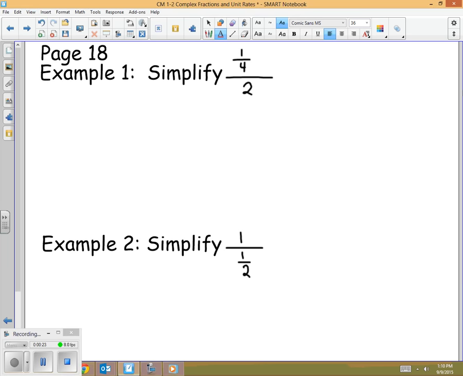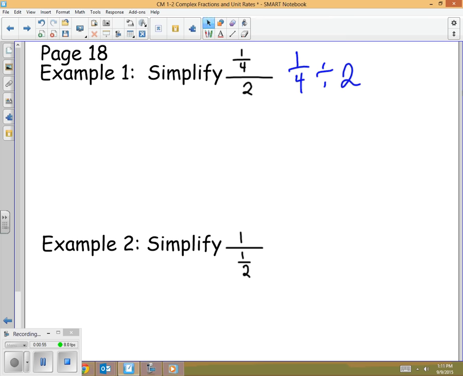Starting on page 18, example 1. Here we have the problem that says simplify 1/4 over 2. In order to understand this problem better, we need to rewrite this problem as a division problem. So I'm going to rewrite 1/4 divided by 2. Please write that down in your work zone on your workbook.